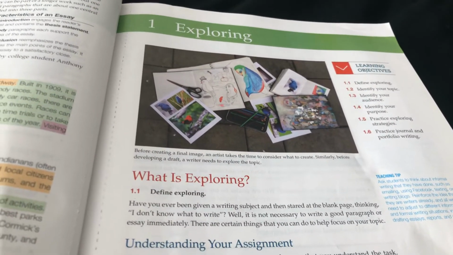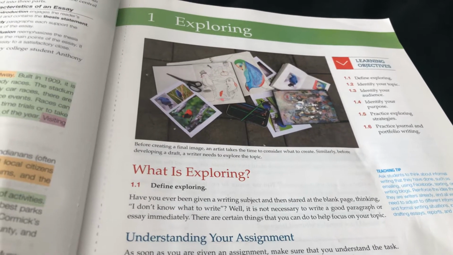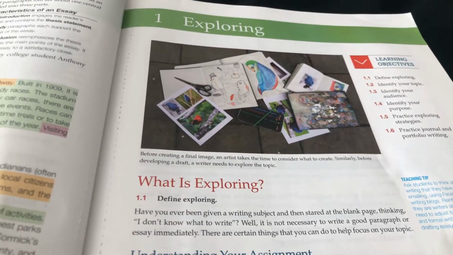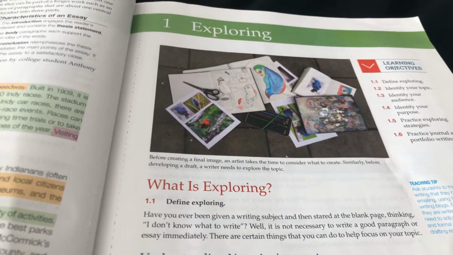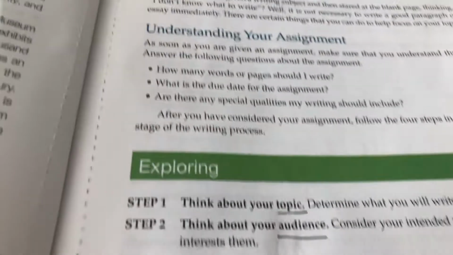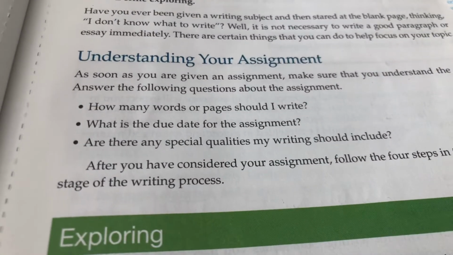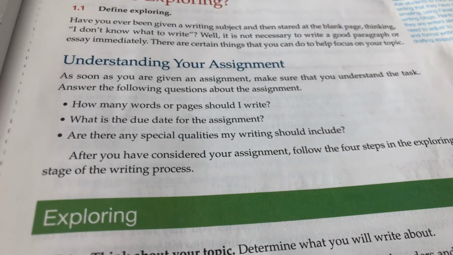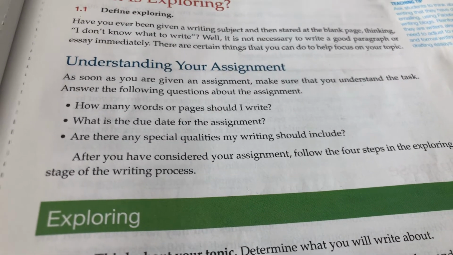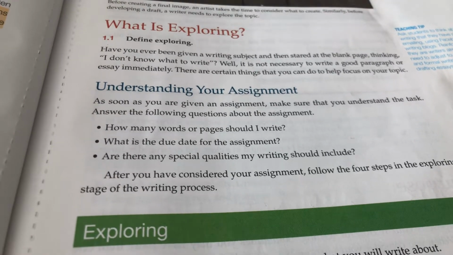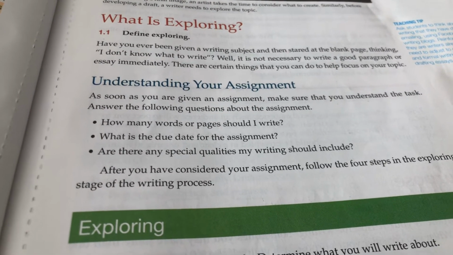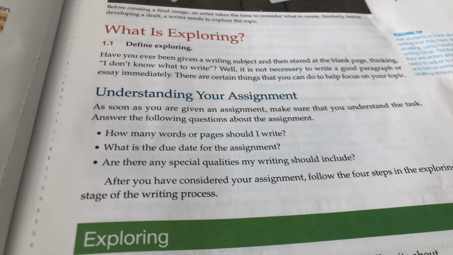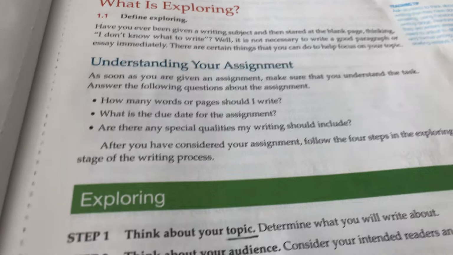So chapters 1, 2, and 3, which we go over in the beginning of the course, talk to you about how to develop ideas before you start writing a paragraph or an essay. So first you need to understand your assignment. How many words or pages should I write? What is the due date for the assignment, and are there any special qualities my writing should include? So generally you're writing one page for a paragraph, or even a one-page essay, or maybe 2 pages at the most for these kinds of assignments.